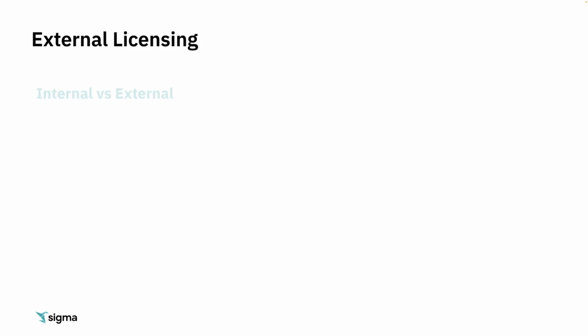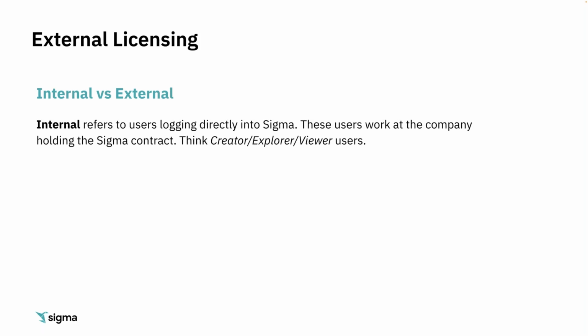And a final word on licensing. This was asked earlier on in the presentation. So there's this concept of internal users and external users. And internal users are people that are at your company. So you've licensed Sigma, you have a subscription to it. And anyone that you license internally for usage is what we call an internal user. This is our typical creator, explorer, and viewer users.